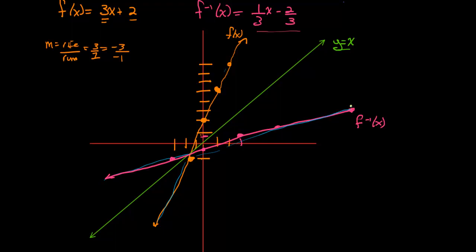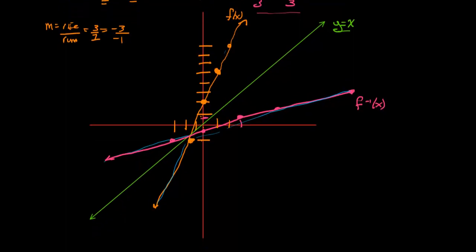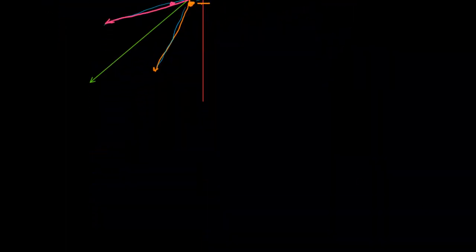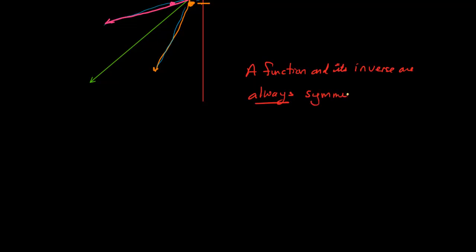That's one of the interesting characteristics about functions and their inverses: they are always graphically symmetric about the line y equals x. So let's make a note about that. If that ever comes up on a question, or if you have to graph two functions, this will help you. So a function and its inverse are always, and this is an always statement, symmetric about the line y equals x.